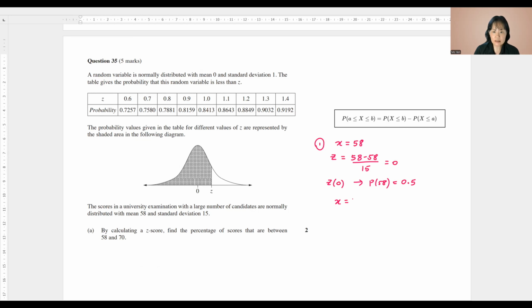When x is 70, my z-score will be 70 take away 58, the mean, and then divided by 15, the standard deviation, which will give me 0.8. I'm going to convert this. The probability of 70 from the table, 0.8, is 0.7881. To find between 58 and 70, I just need to find the difference of two table values.